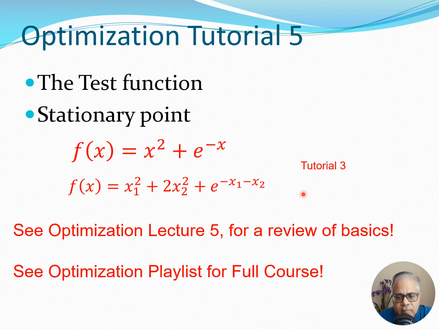Now I have actually found the minimum point of these functions in tutorial 3, so you can check that out about how to find the minimum point of a function using typical calculus based methods, that is basically taking the gradient and setting that equal to 0. Now you can also take some time to look at optimization lecture 4 for a review of the basics in this course, particularly things such as necessary and sufficient conditions, KKT conditions, convexity, and so on. And of course make it a point to check out the optimization playlist for the full course.